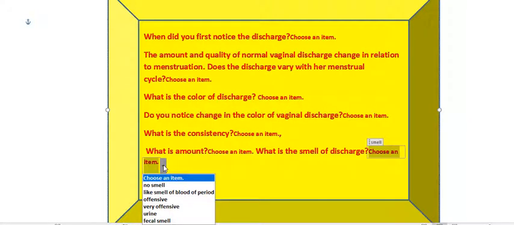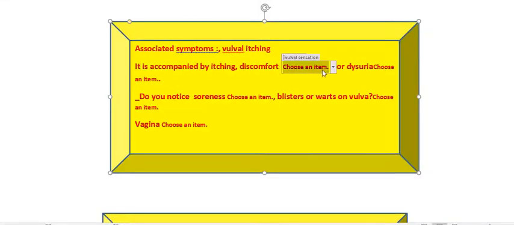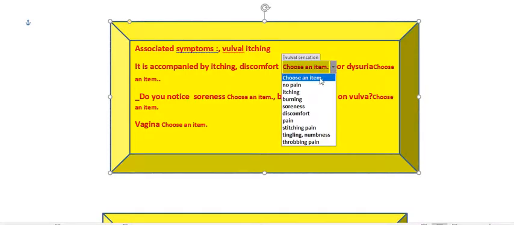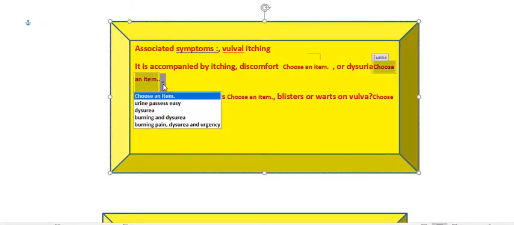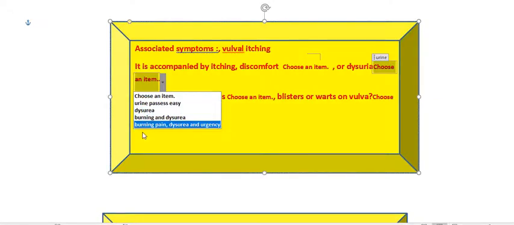And what is the smell of the discharge? No smell, like smell of the blood of period, offensive, very offensive, urine or fecal smell. The patient is complaining of itching or no pain, itching, burning, soreness, discomfort, pain, stitching pain, tingling, numbness, throbbing pain. Urine passes easily, or there is dysuria, or burning and dysuria, or burning pain and dysuria and urgency.